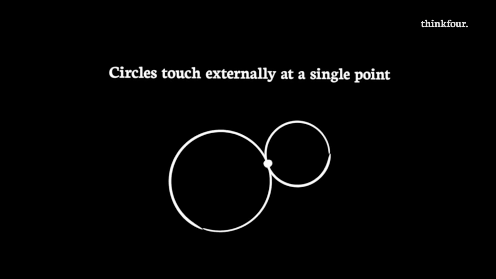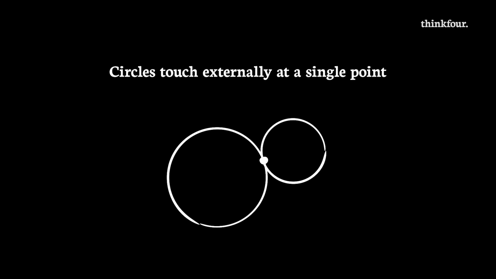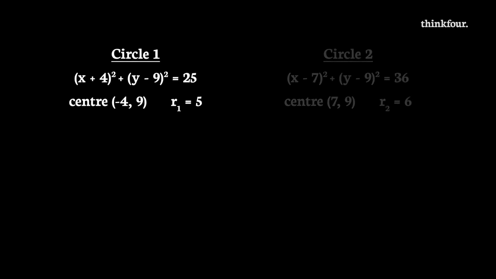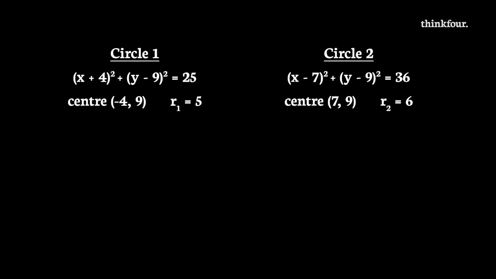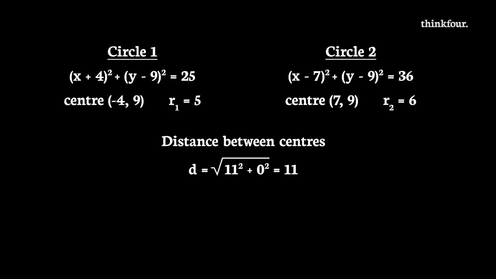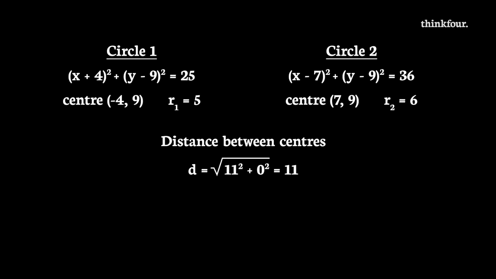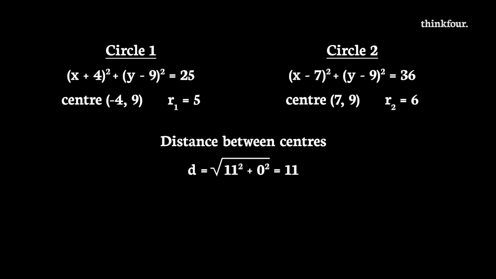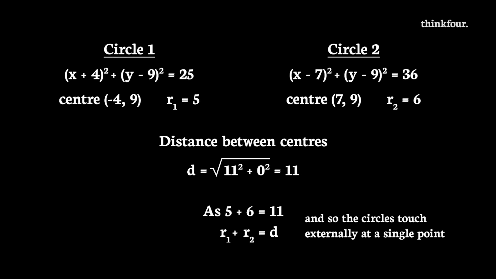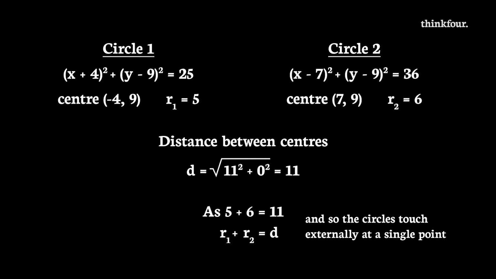The first scenario is that the circles touch each other at a single point externally, as shown in the diagram here. This is the equation of the first circle. It has radius 5 and centre -4, 9. This is the second circle equation, which has radius 6 and centre 7, 9. The distance between the centres of the circles can be worked out using the distance formula or Pythagoras' theorem as shown. In this example, it's 11. As the distance between the centres is the same as the two radii added together, the circles must touch externally.